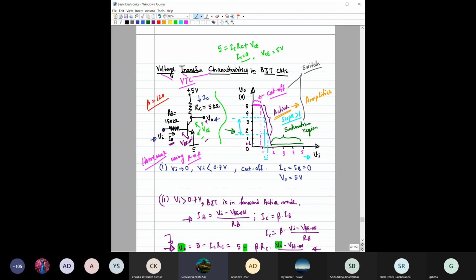How does this property make it behave as a switch? I understood that different values of Vi change V0.